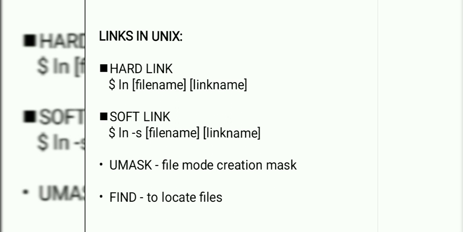A link in Unix is a pointer to a file. Links in Unix point to a file or directory. Creating links is a kind of shortcut to access a file. There are two types of links.